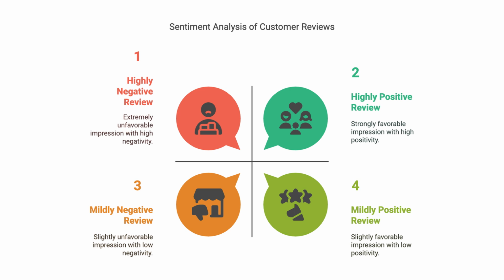In the upper quadrants, we see high-intensity emotions. Quadrant 1, marked in red with a downcast icon, signifies a highly negative review, indicating extreme dissatisfaction. Conversely, Quadrant 2, in bright green with a positive group icon, represents a highly positive review, showing strong approval and high positivity. The lower quadrants deal with milder feelings. Quadrant 3, in orange with a thumbs-down icon, points to mildly negative reviews, slight dissatisfaction. Finally, Quadrant 4, in lighter green with celebratory icons, denotes mildly positive reviews, reflecting gentle approval or low positivity.